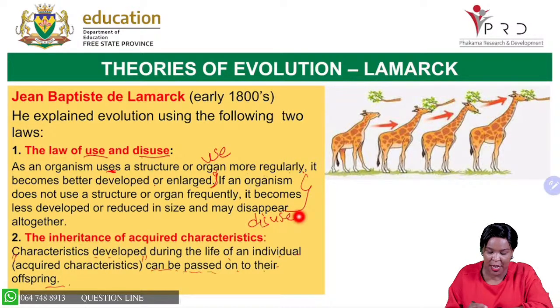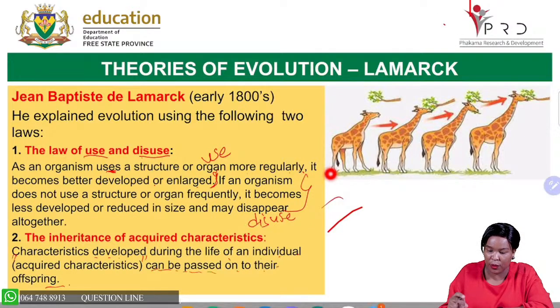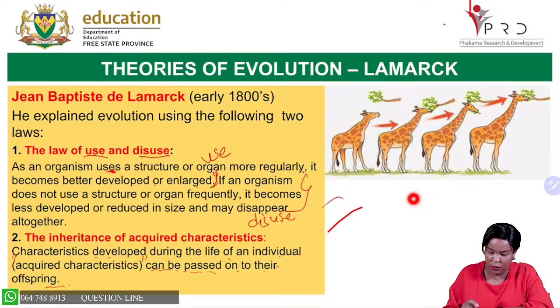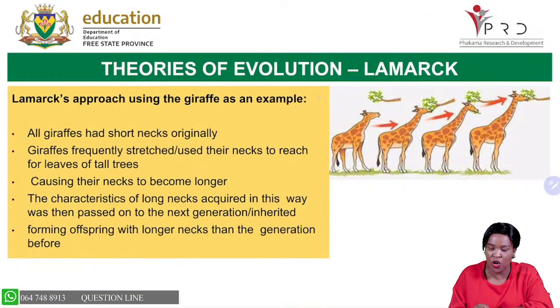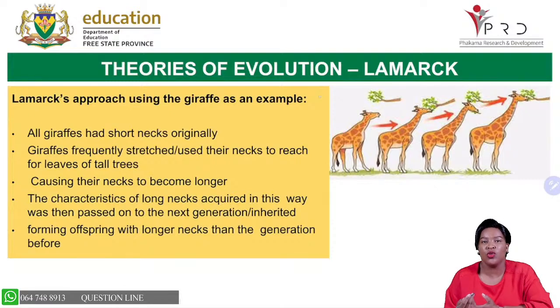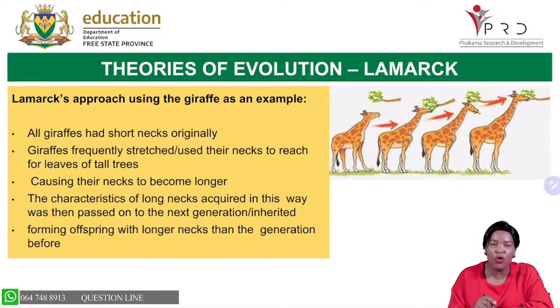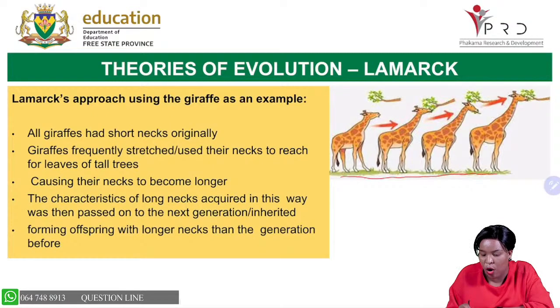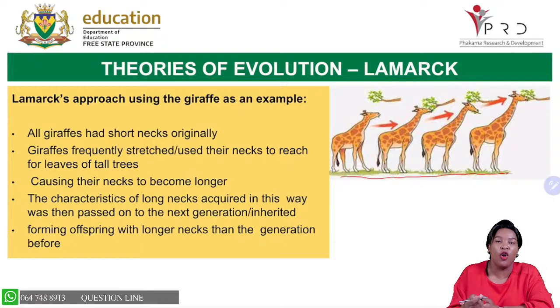Right. So you must be able to use this theory of Lamarck in an example. Sometimes they may ask you to use it in an example or give you a scenario. You must be able to apply it. Now, how would Lamarck explain the evolution of the long neck of the giraffe using his laws? You must be able to apply that. So an example can be in this way.